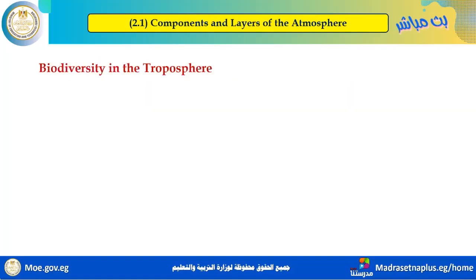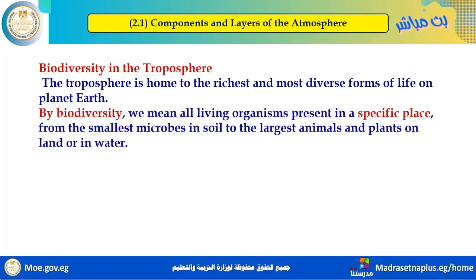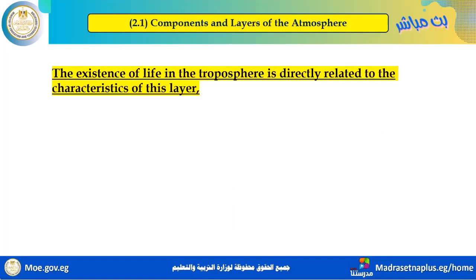Biodiversity in the troposphere. You have studied biodiversity before. The troposphere is home to the richest and most diverse forms of life on planet Earth. It is the first layer. By biodiversity, we mean all living organisms present in a specific place, from the smallest microbes in the soil to the largest animal on the planet, on land or on water. Next, the extent of life in the troposphere is directly related to the characteristics of this layer.